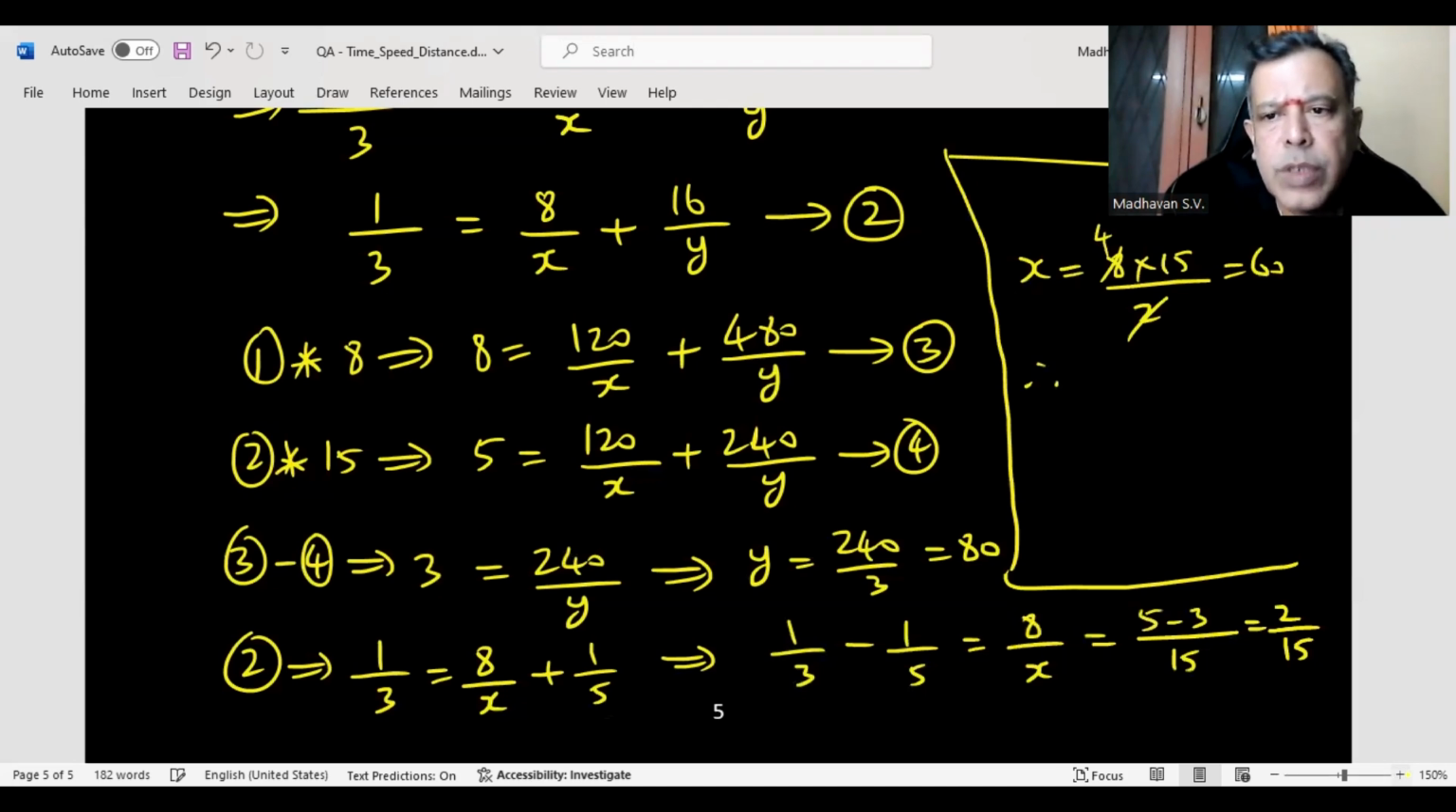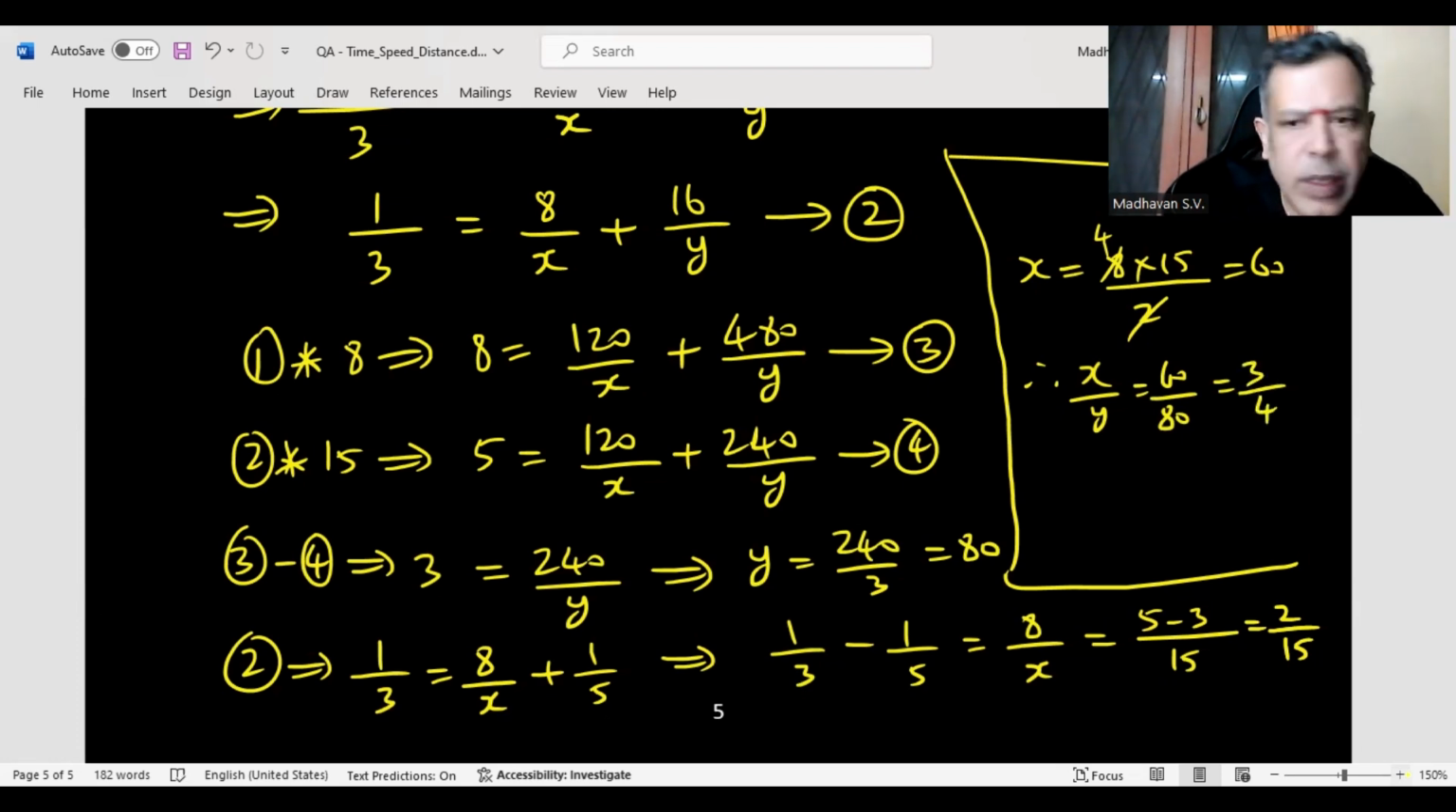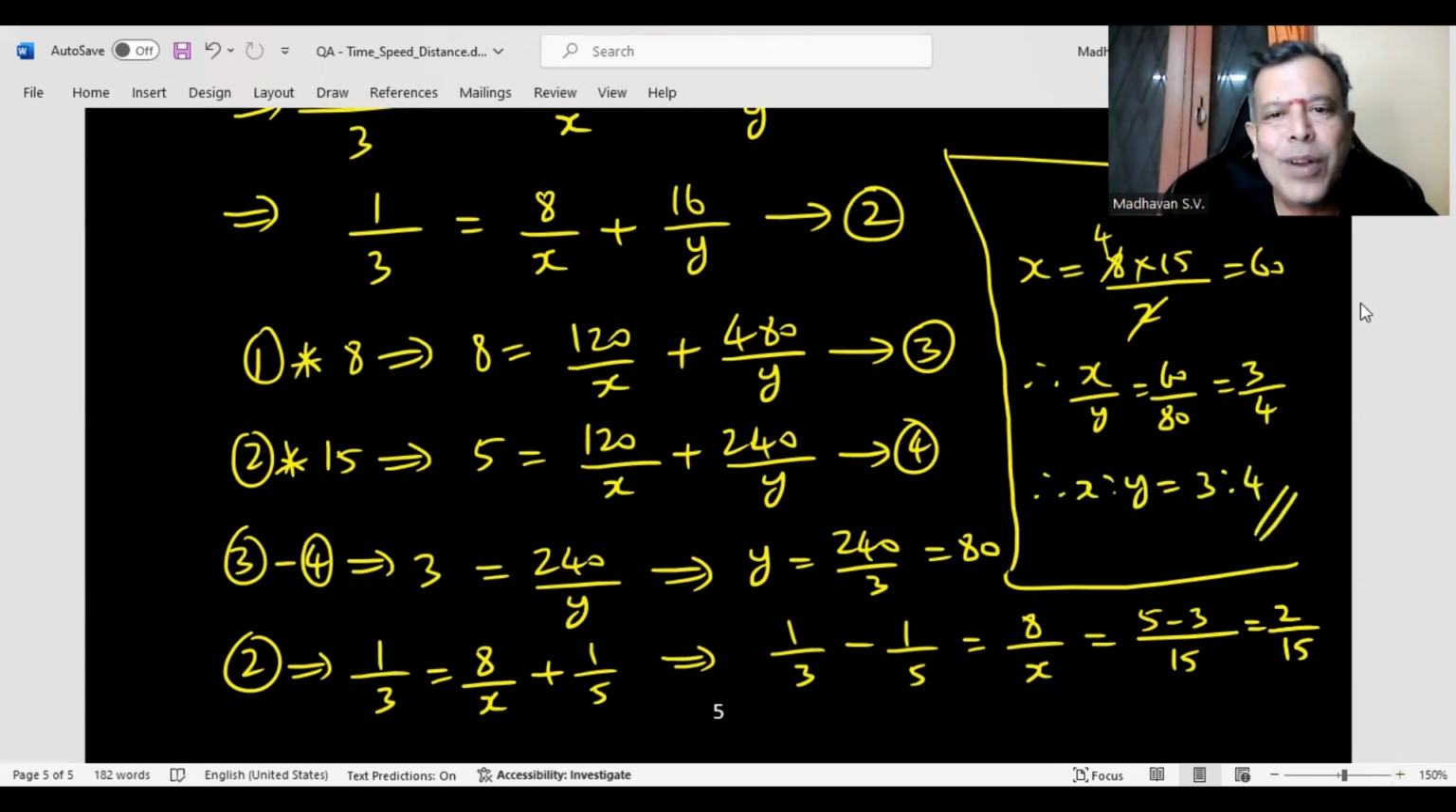Therefore, what is the question? We need to find out the ratio of the speed of the train and car. So we get x by y, which is 60 by 80, and that is 6 by 8. 6 by 8, 2 threes are 6, 2 fours are 8. So that means x is to y is 3 is to 4. So that is the solution for this question.